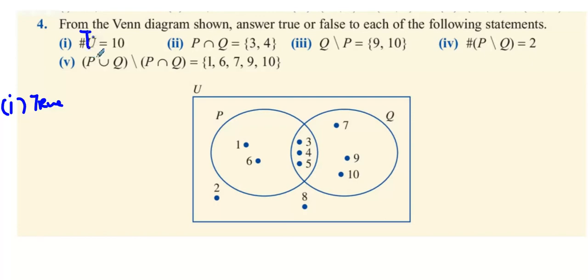Or I can just write true over here. Okay. P intersection Q is 3 and 4. False. It's 3, 4, and 5. Everything in Q that's not in P is 9 and 10. Nope, it's 7, 9, and 10. Those are all the numbers inside of Q but aren't inside of P. So that's false.